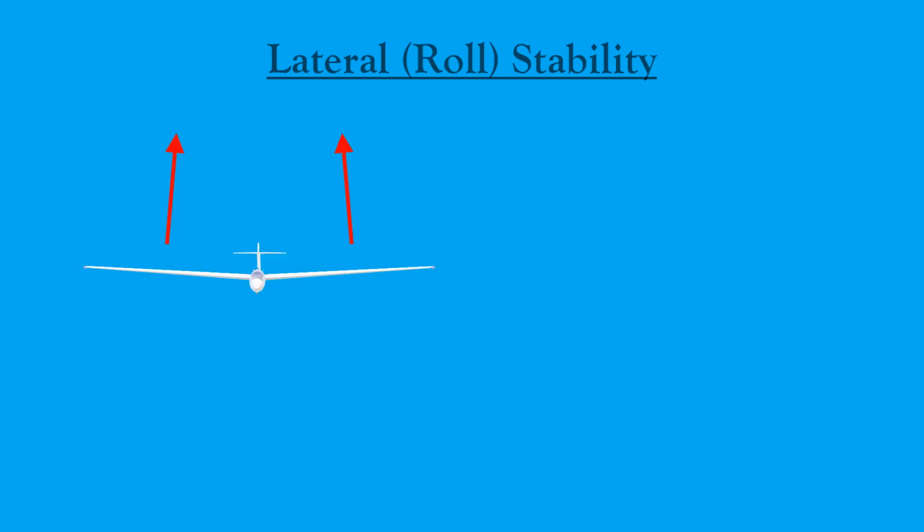Next, let's consider lateral stability or roll stability. The terminology here isn't really consistent. Vertical stability refers to the stability around the vertical axis, but lateral stability refers to stability around the longitudinal axis.